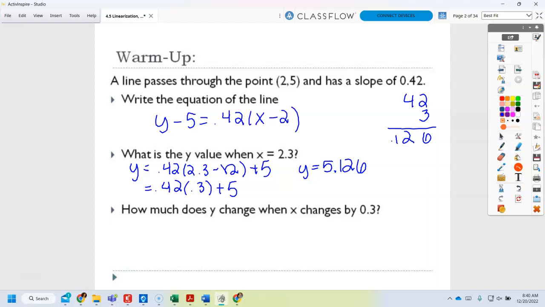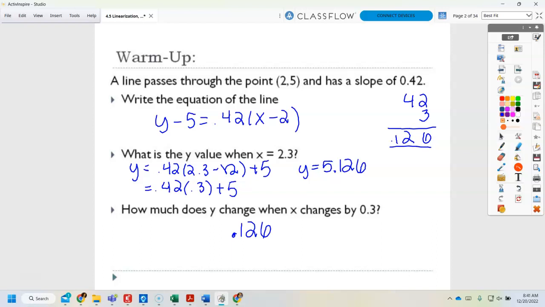So it says how much does the y change when x changes by 0.3? Well, the y changed by 0.126. So why are we looking at that? What does that kind of reflect or relate? Well, what that ultimately is coming down to is linear approximation.